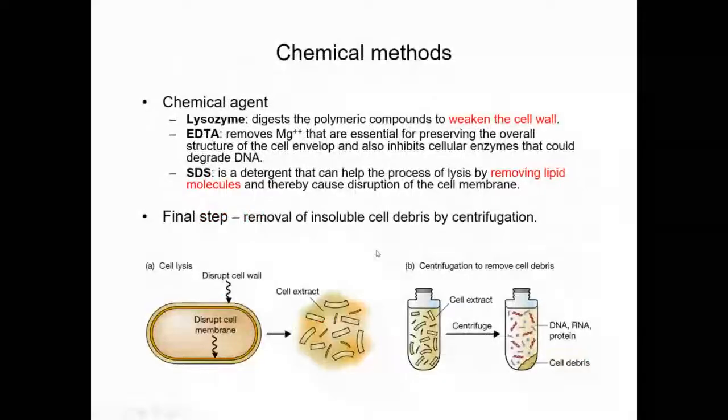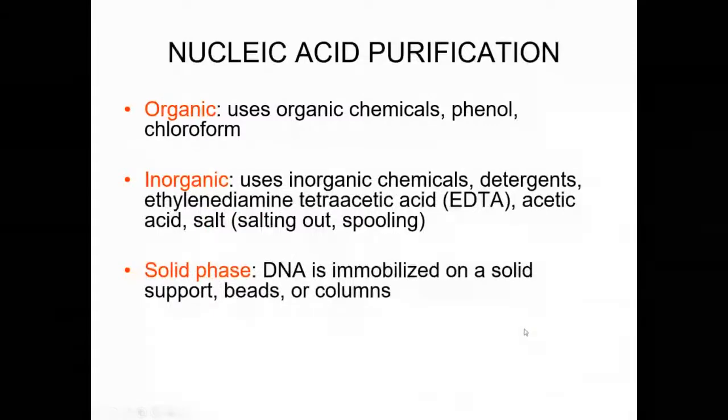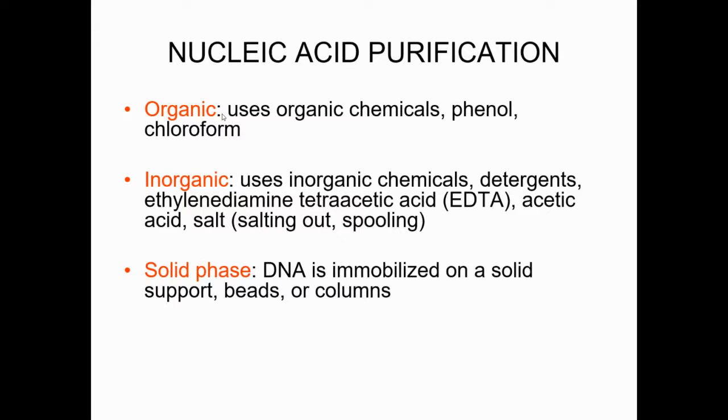And then after that, as I mentioned, after the centrifugation, you separate the DNA, RNA, and protein from the cell debris. The next step is to purify the DNA from this supernatant. To purify it, we have three different methods. One is the organic method, using organic chemicals like phenol-chloroform to isolate and purify the DNA from the supernatant. Or you can use the precipitation method. Basically, you just precipitate the DNA, using a salt to precipitate the DNA in the presence of ethanol. Or you can do the solid phase.